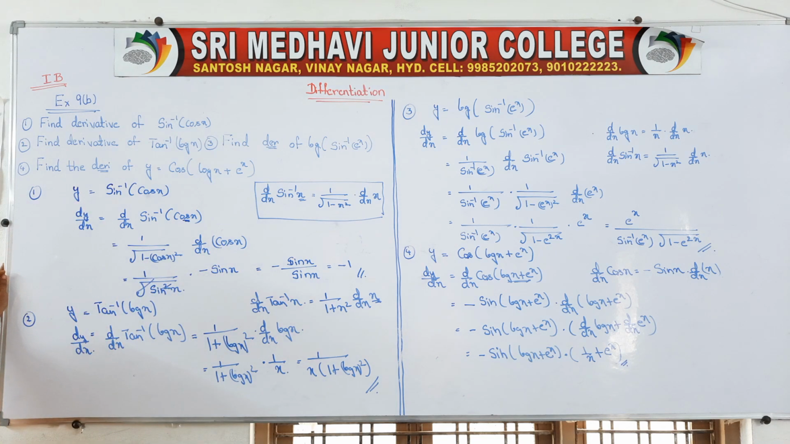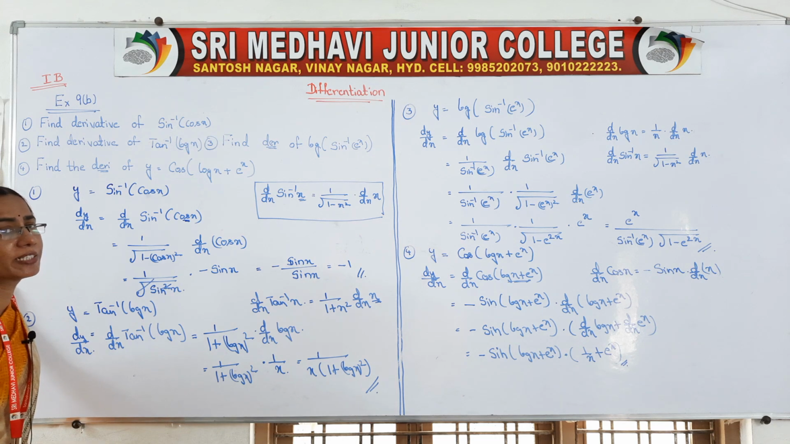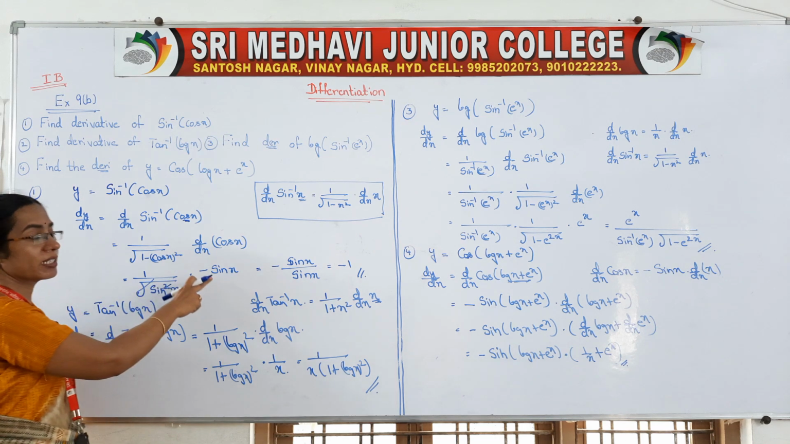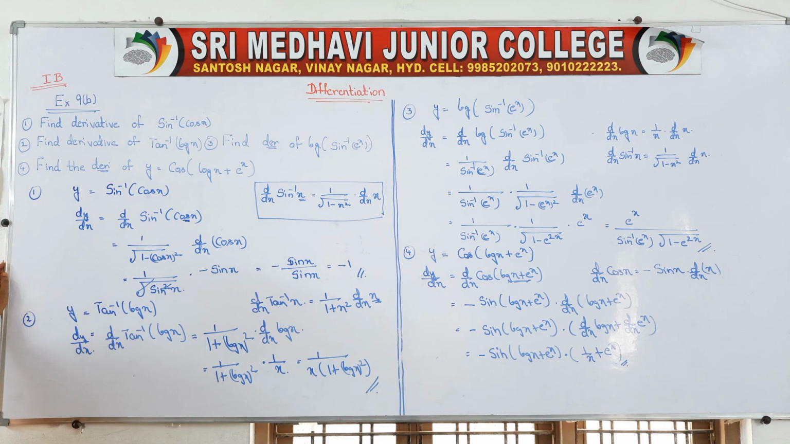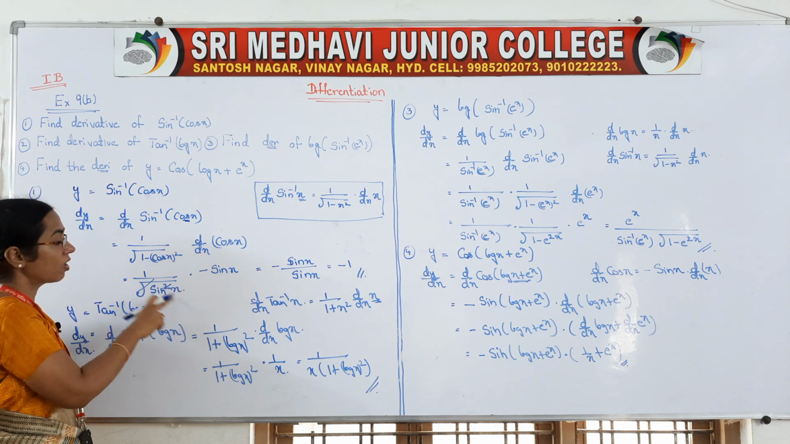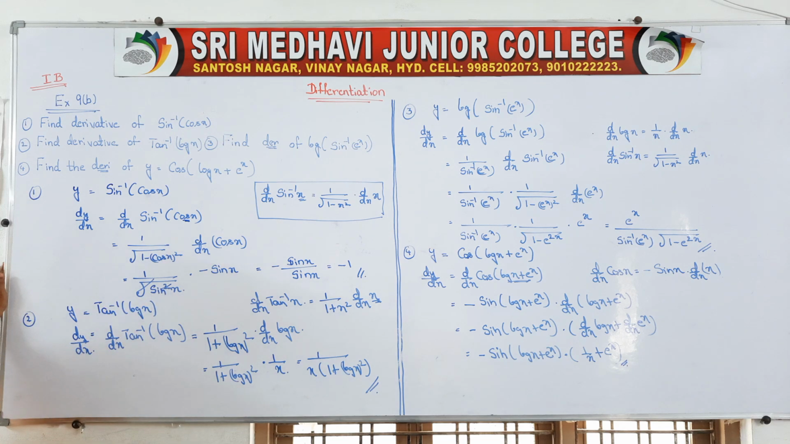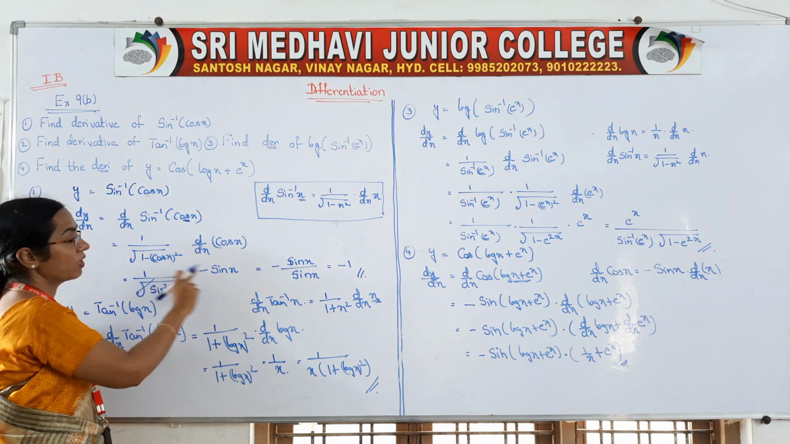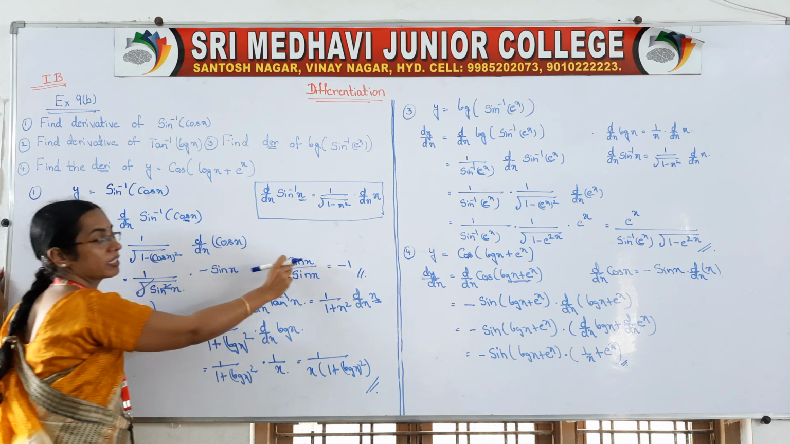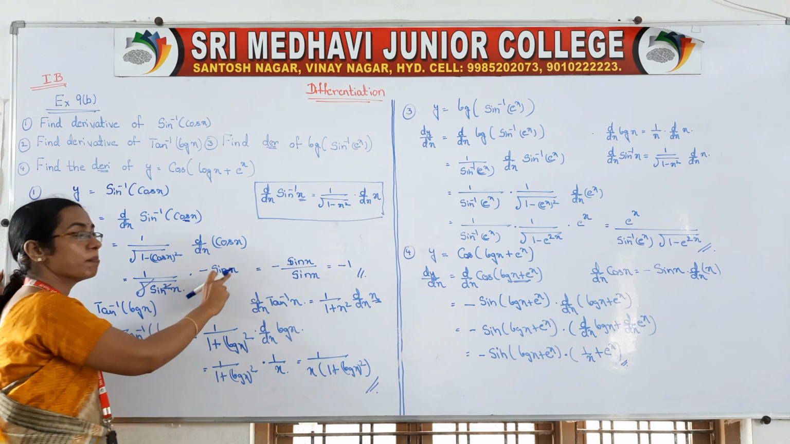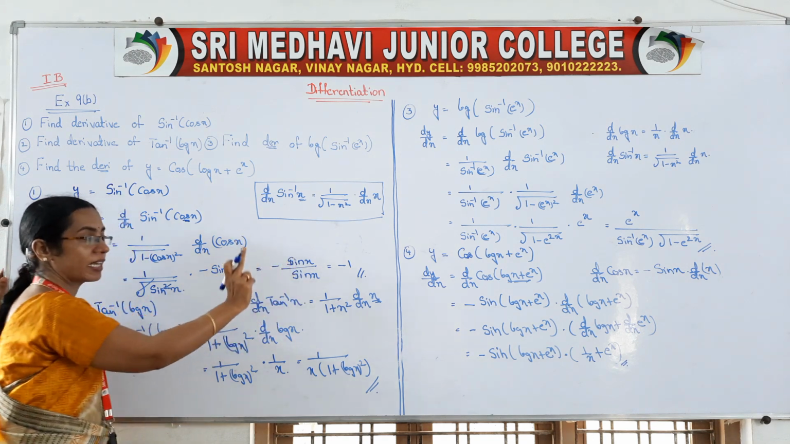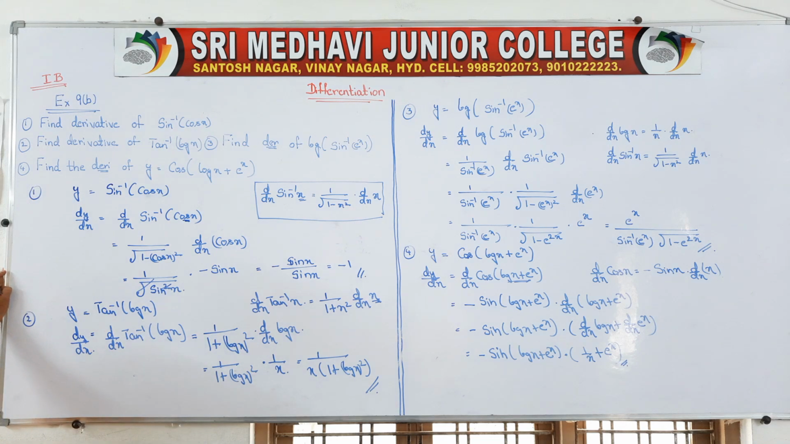So d by dx of cos x, you know it, derivative of all co functions is negative. So minus sin x, and downwards, 1 minus cos square x is sin square x. So sin square x or sin x whole square, both are the same. The square root will get cancelled. So now upwards you have 1 into minus sin x, which is minus sin x by sin x, and sin x will get cancelled. It will be minus 1.